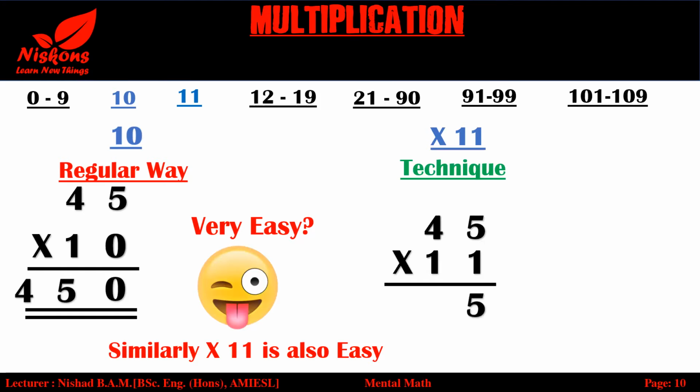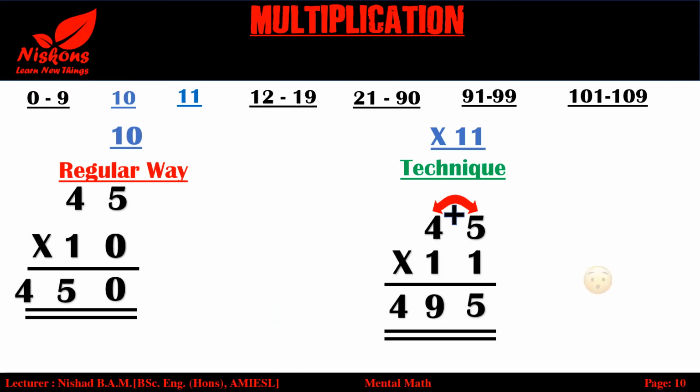The next step is we have to add these, 5 plus 4. The two numbers are added together, so the answer will become 9 in the middle. Finally, as we did for the 5, we have to copy and paste the first number, which is 4. So the 4 will become 4 here. So the answer is 495.